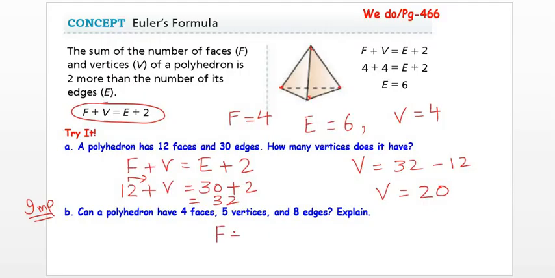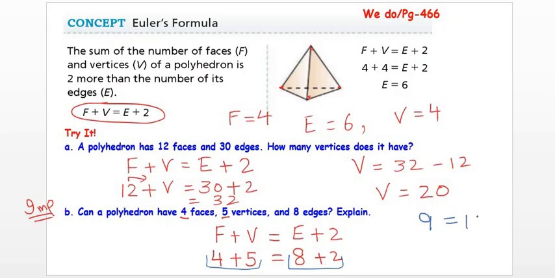So this is the formula: F plus V equals E plus 2, and you put the values into it. There are 4 faces, so F will be replaced by 4. 5 vertices, so V will be replaced by 5, and the number of edges is 8, with 2 added to it. Now when we check, the left hand side gives us 9, while the right hand side gives 10. So the left hand side is not equal to the right hand side. So you can say no, these faces, vertices and edges cannot make a polyhedron. Clear? This is how we can check.